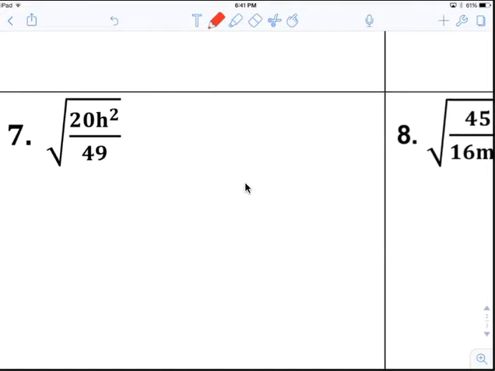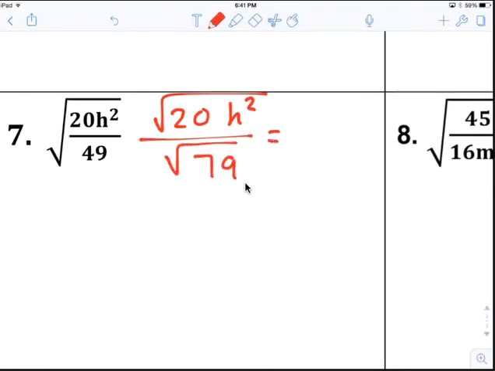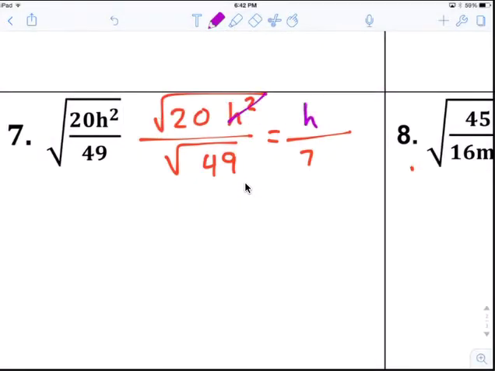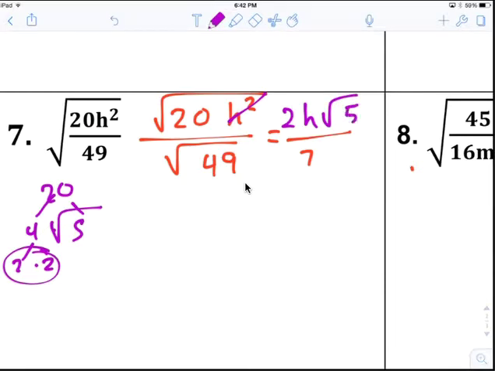This one you can't reduce, so 20 h squared, take the square root of that, over square root of 49. Square root of 49 is 7, of course. H squared is just h, one pair of h. 20 is 4 times 5, and then 2 times 2. We got 2 square root of 5. Right, 2 to the first with square root of 5 right there.